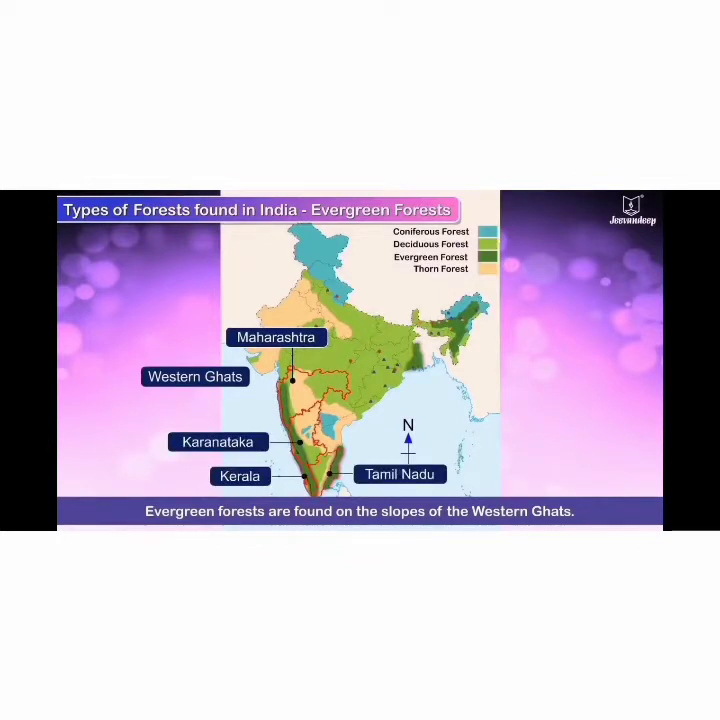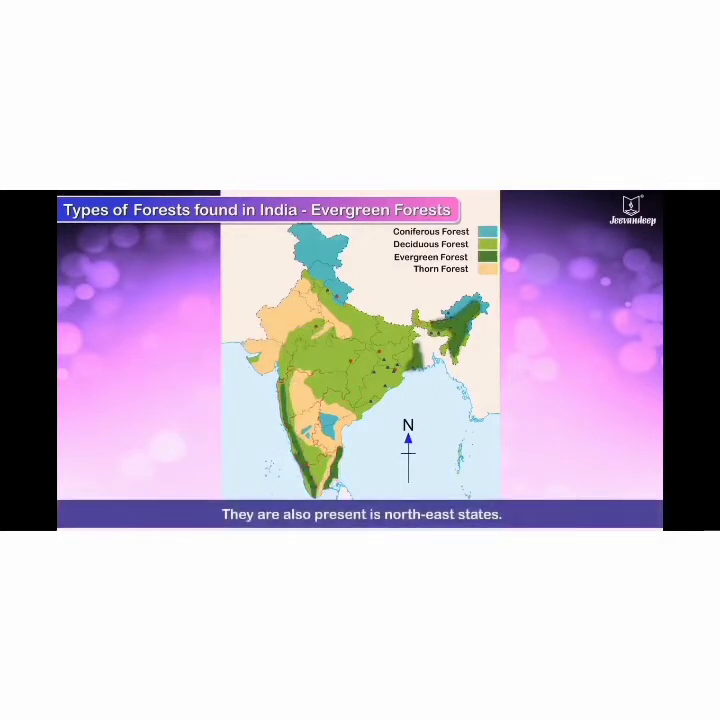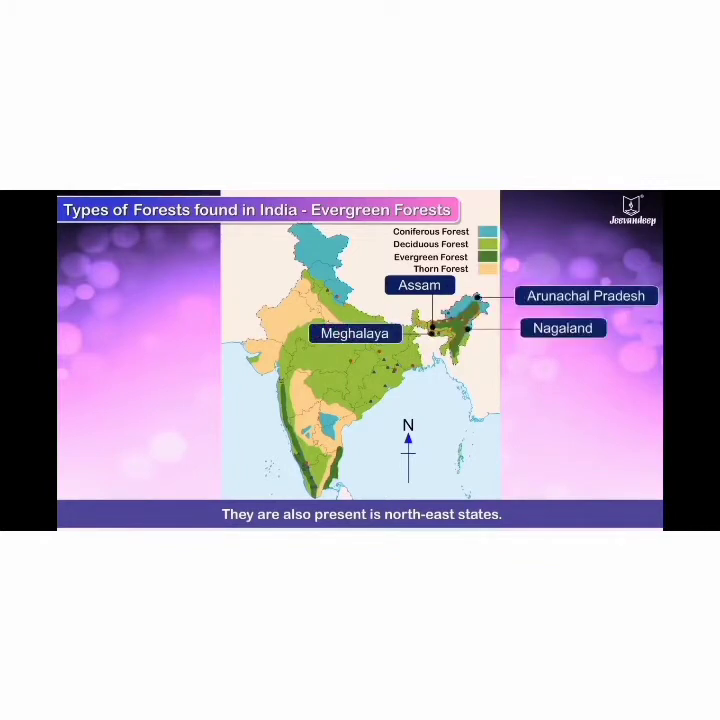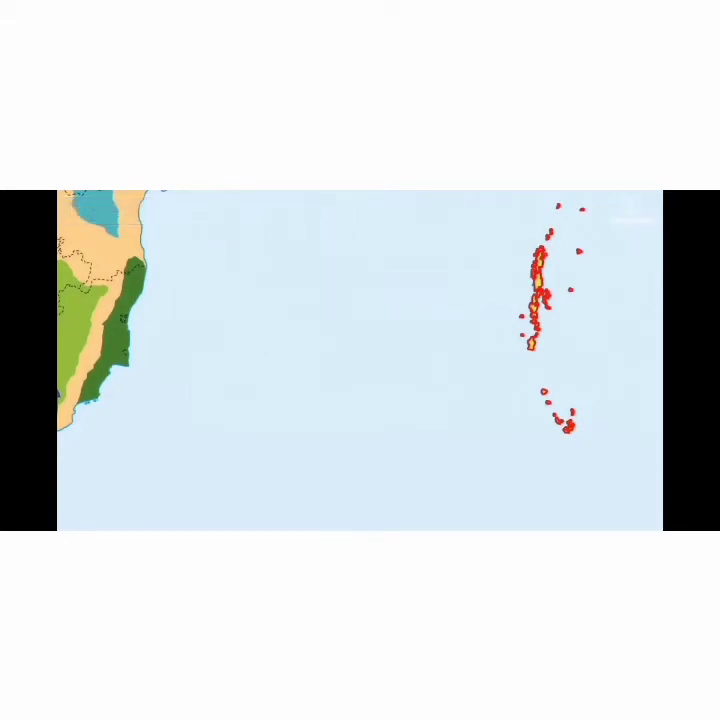Can you see the map here? Yes. It is also present in the northeastern states like Assam, Arunachal Pradesh, Meghalaya, Nagaland, Tripura and West Bengal. It is also found in the Andaman and Nicobar Islands.